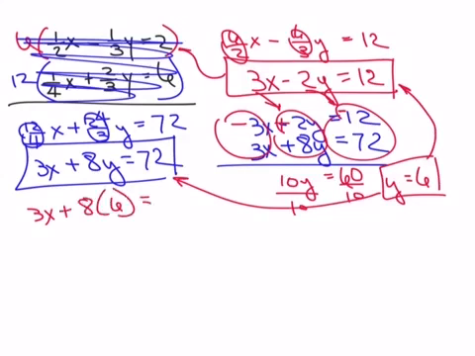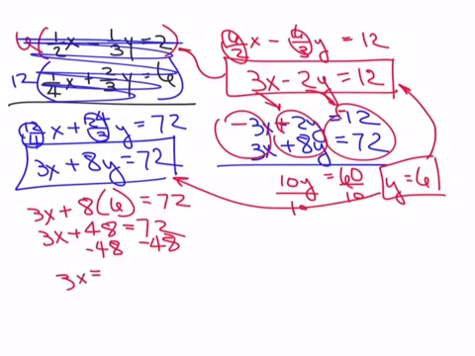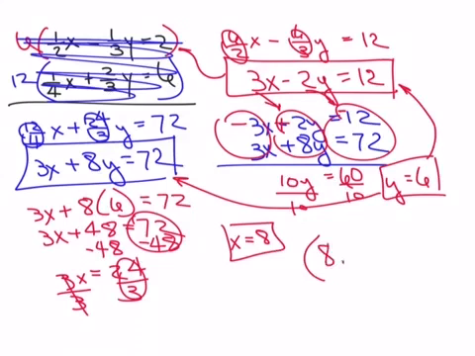And my y is 6, so 3x plus 8 times 6 equals 72. So 3x plus 48. Really helps to remember your multiplication tables, doesn't it? So 3x equals 72 minus 48, which is 24. Divide by 3, divide by 3. Those go away. 24 divided by 3 is 8. So your final answer, again, should look like this. X is 8, Y is 6, and you're done with example 6.